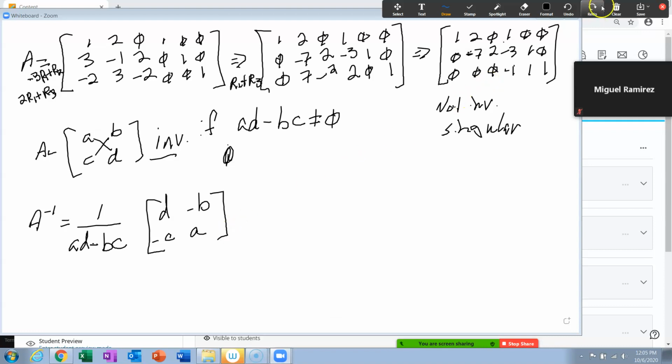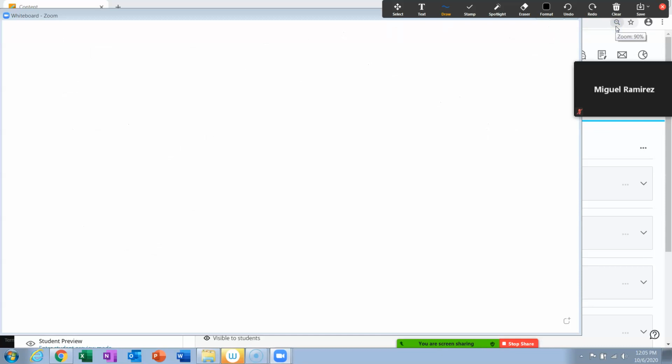Let's go. I think I'm going to need to clear the screen now. Any questions before we go? All right. It says, if possible, find the inverse of each matrix. Well, here's matrix A, 2 by 2. Remember, to have an inverse, a matrix has to be square. 3, negative 1, negative 2, 2. Let's see first if it has an inverse.